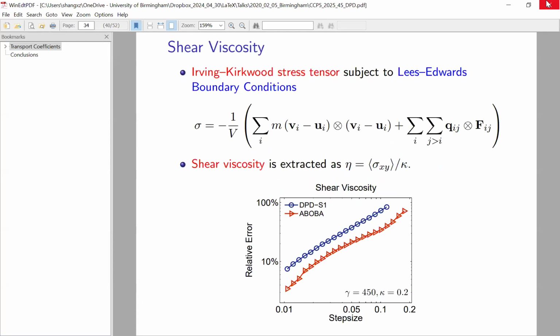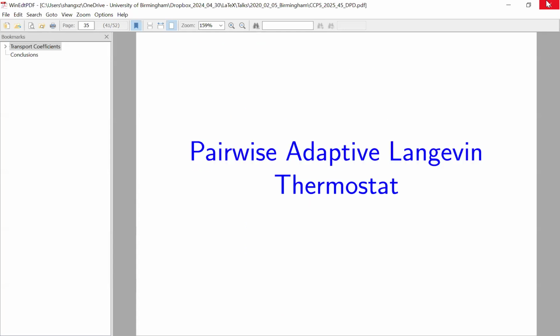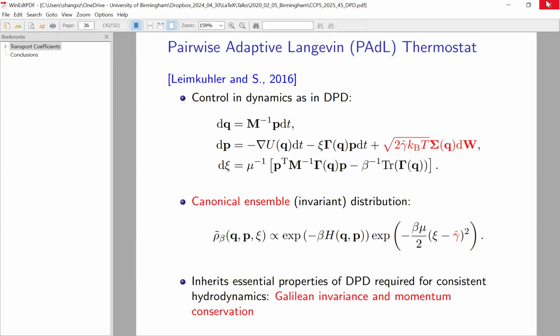Yeah, 5-10 minutes. Sure. For the last part, it's about an extension of the so-called adaptive Langevin thermostat in the DPD context. We did this a few years ago. The whole idea is that in standard DPD we have a fixed friction coefficient gamma, but here instead of a fixed friction we use a dynamic variable C. The C is governed by this negative feedback loop.